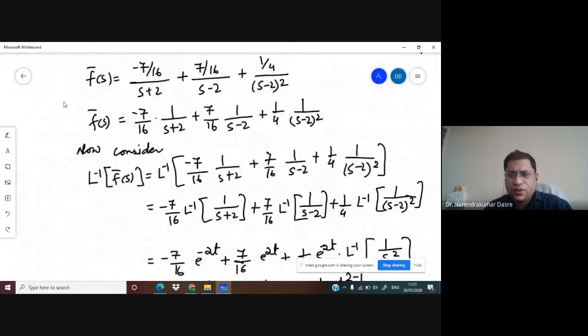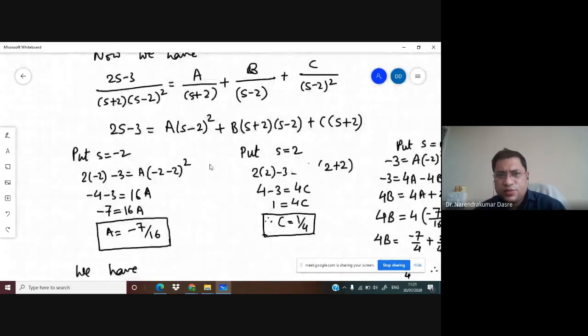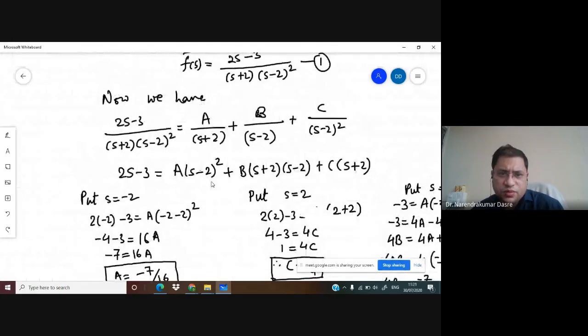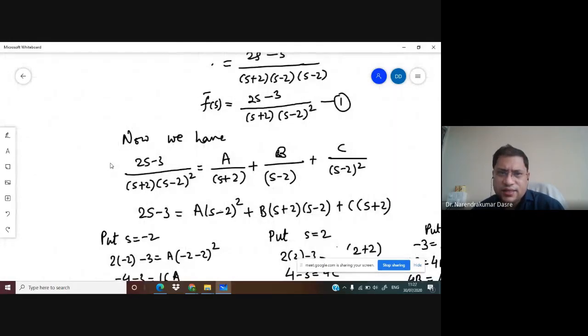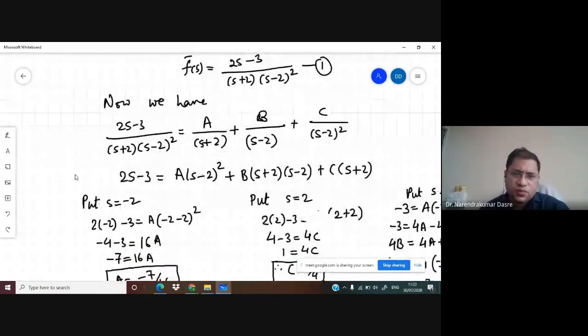I hope you have got this problem. You got the solution of this problem. Is there any step that you have doubt, or do you have any doubt? Okay, fine. So you got it. You got both the examples. You got the method.